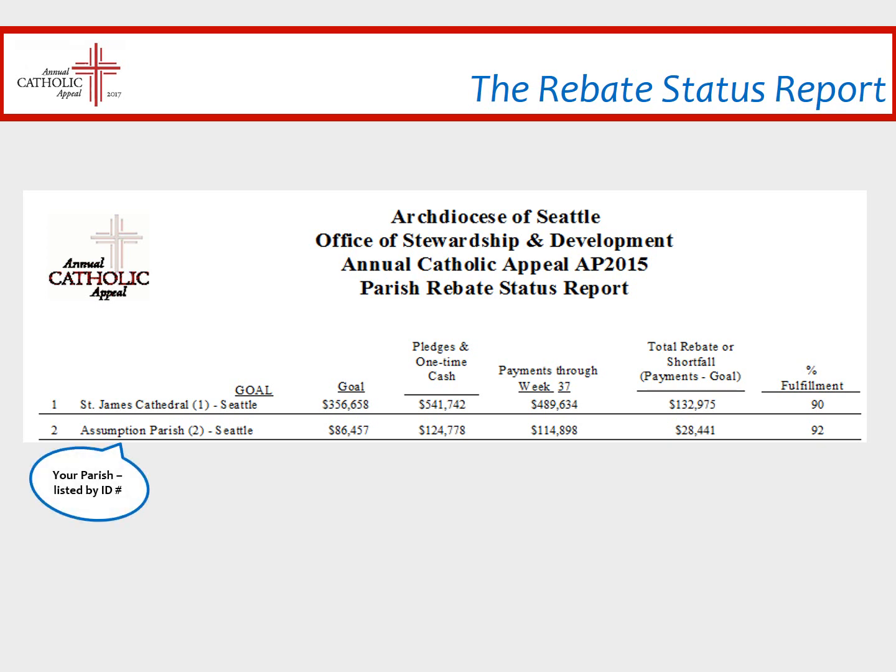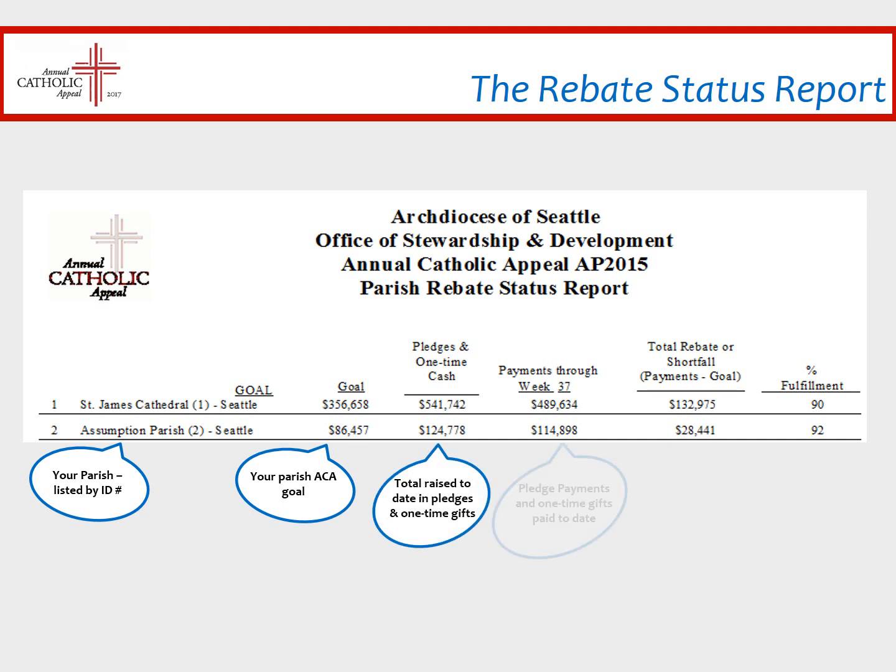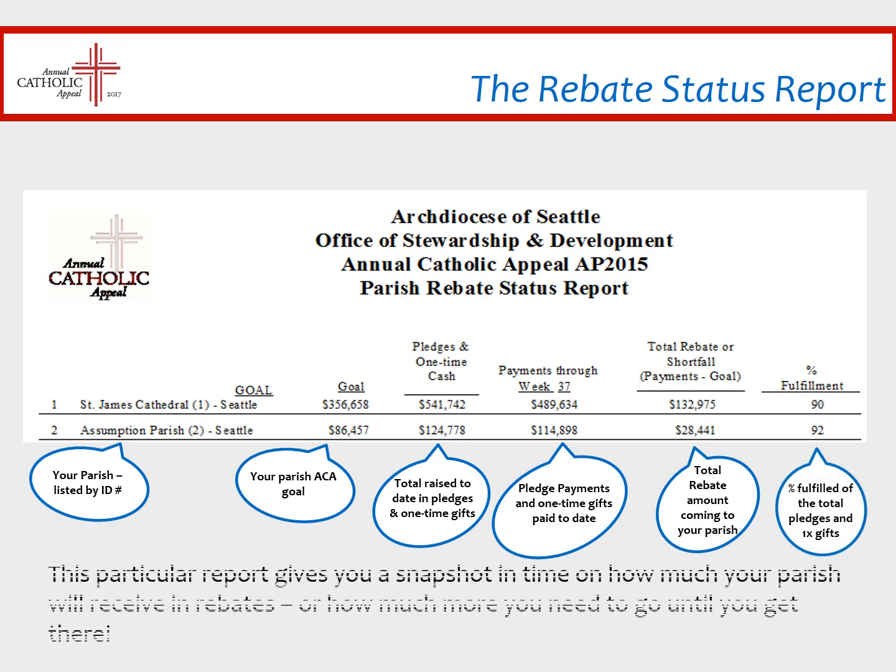Your parish is listed by ID number. Your parish ACA goal is in the next column. Then you have the total raised to date in pledges and one-time gifts, pledge payments and one-time gifts paid to date, total rebate amount coming to your parish, and the percent fulfilled of the total pledges and one-time gifts. So this particular report gives you a snapshot in time on how much your parish will receive in rebates or how much more you need to go until you get there.